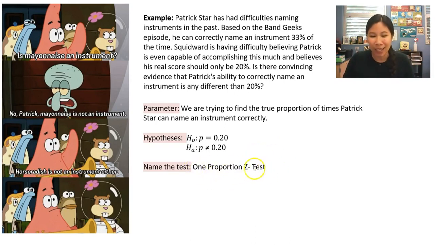So, and this is a Z test rather than a T test because we will be using Z scores and the normal curve. Because with our proportions, like with our confidence intervals, whenever we did a proportion problem, we only use Z star. So that's the same logic there.